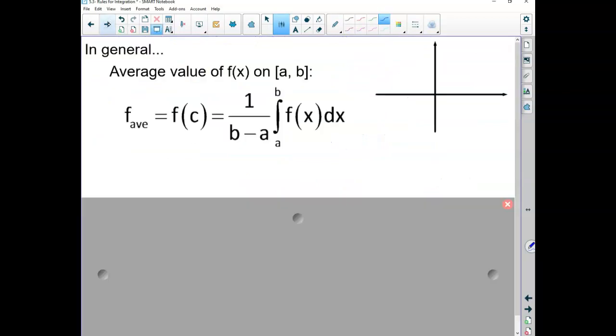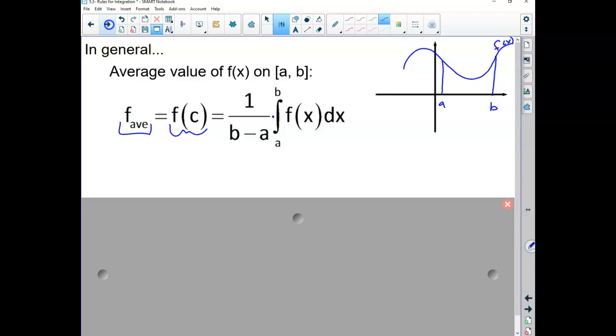In general, this means the average value of f on A to B. So I have my little function here of f from A to B, and this is f of x. I can find my average height in there. My average height, f average, is going to be called f of c, and I'll tell you why here in a minute. I'm going to get that by taking 1 divided by the width of my interval times the integral, or the area, from a to b of f of x dx.